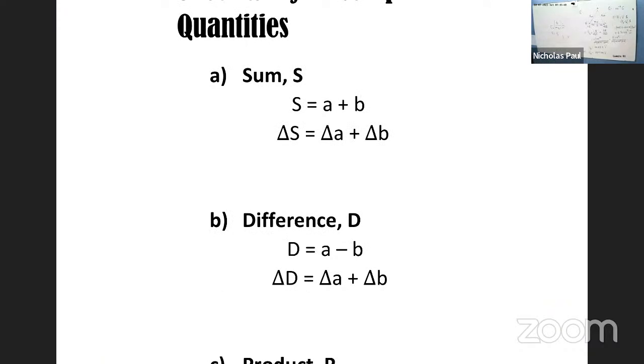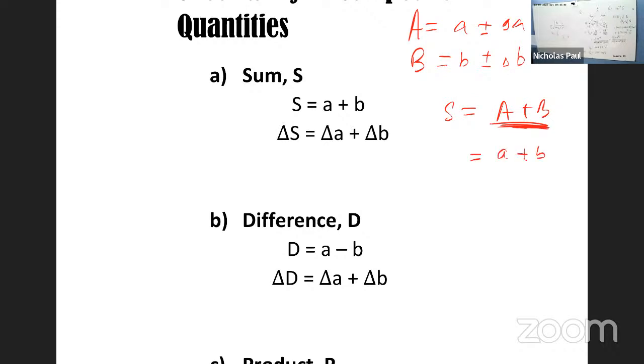Let's say I have these quantities, right? Let's say I have A, which is small a plus or minus its uncertainty, and we have B, which is small b plus or minus its uncertainty. And we have S, and S is A plus B. How do we actually find this term? Add up small a and small b. That's okay. How do we get the error in S? Well, we add the error in A to the error in B. That's okay.